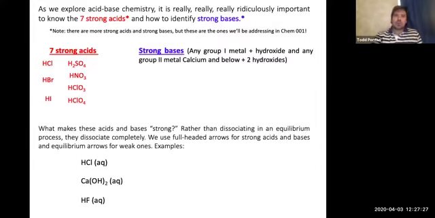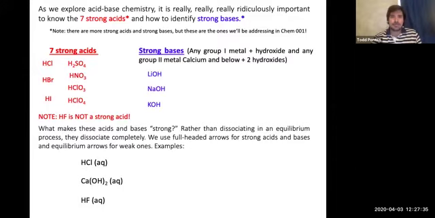So then recall that strong bases are any group 1 metal hydroxide. So for example, LiOH, NaOH, KOH, etc. And then any group 2 calcium and below. So like calcium hydroxide, strontium hydroxide, etc. Okay, so this is a slide that we've already looked at, but we looked at it last week, so I wanted to revisit it because we'll want to be able to identify the strong acids versus strong bases.